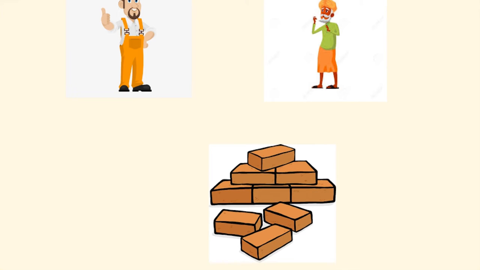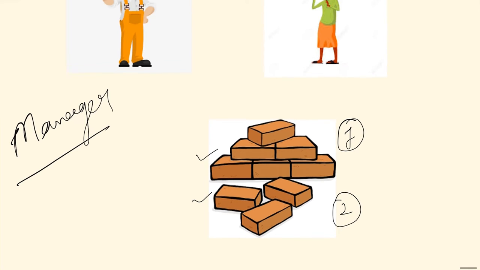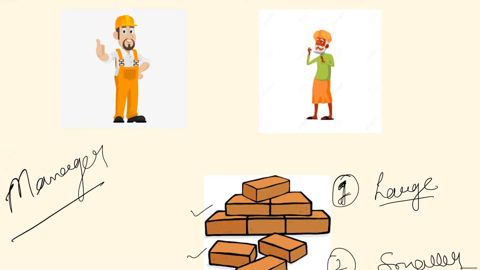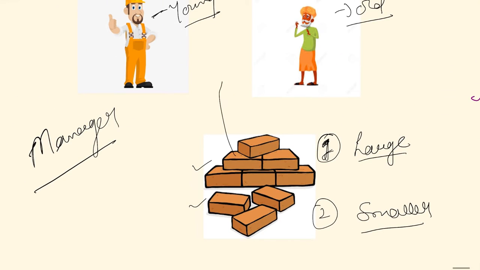Imagine that you are a manager at a construction site and you have two piles of bricks, and these need to be carried to their destination. Pile number 1 is a large pile and pile number 2 is a smaller one. And you have two laborers to carry these piles. You have one laborer who is young and one who is old. So now ask yourself, which pile will you give to whom?